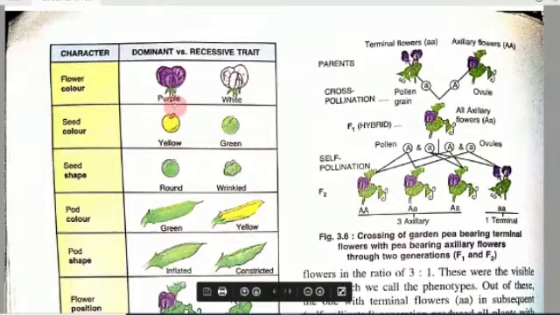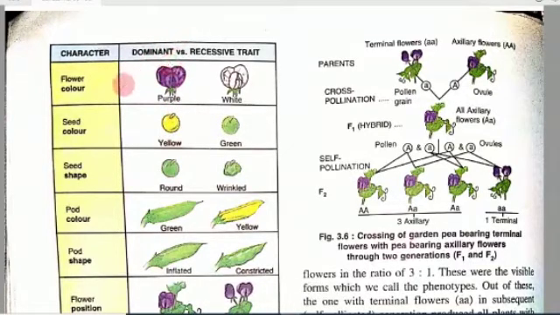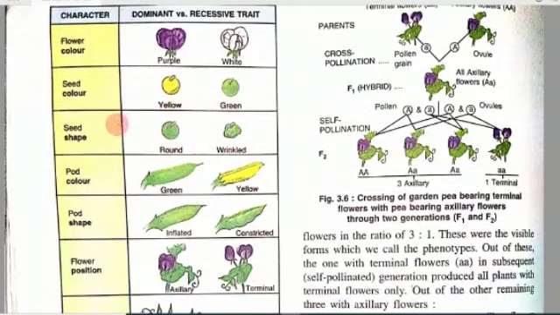Gregor Johann Mendel, father of genetics, found 7 traits of characters in Pisum sativum. The characters are flower color, dominant and recessive: purple and white. Seed color: yellow and green. Then seed shape: round and wrinkled. See that shape, round shape and wrinkled shape, and pod color.